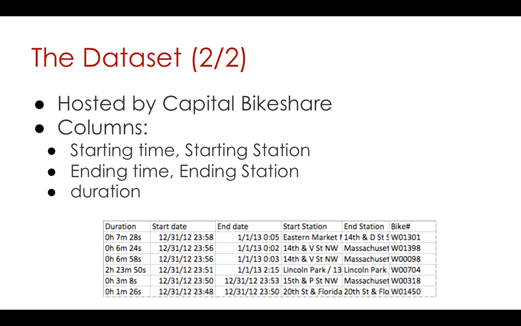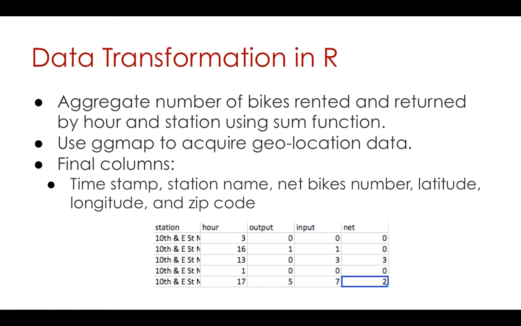And the second one is the trip history data hosted by the Capital Bike Share. It's a bike sharing system that serves Washington, D.C. So each row represents a single trip and has the records of starting time, starting station, and so forth. So this one actually requires a lot of data preprocessing because ultimately I want to get the number of bikes coming in and coming out for a specific station at a specific hour. And also to be able to plot the stations on a map, I need to incorporate the geolocation information for each station. My data preprocessing is all accomplished in R.